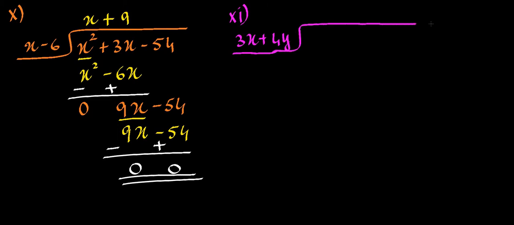And my dividend is 12x square plus 7xy minus 12y square. Let's see how the division will go here.